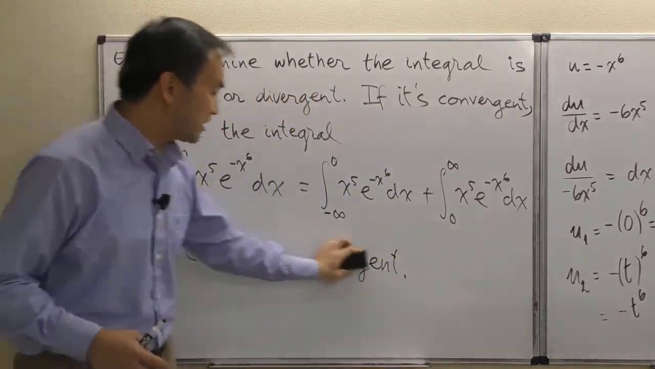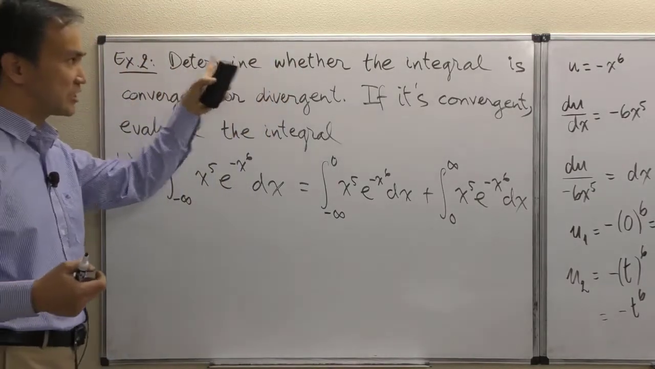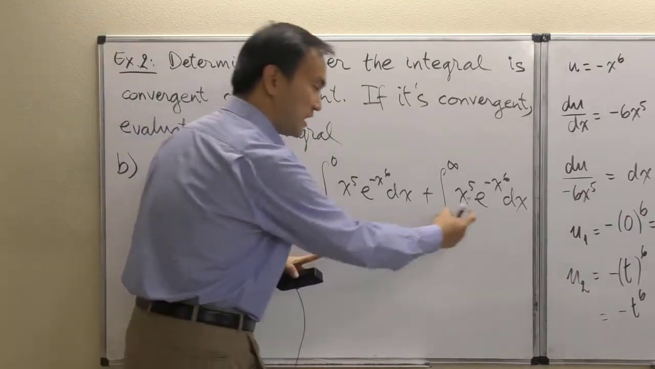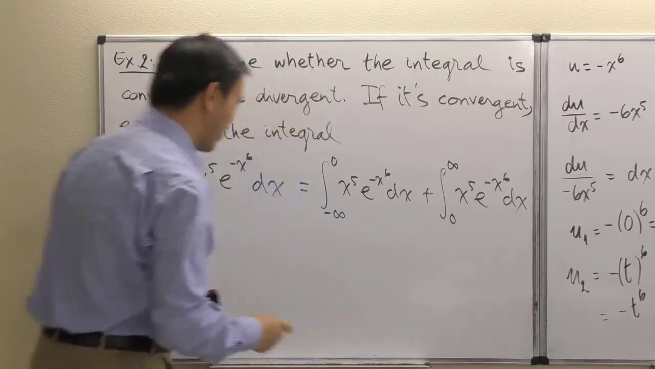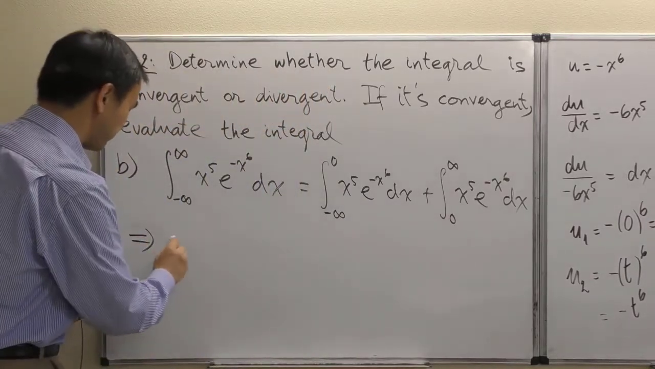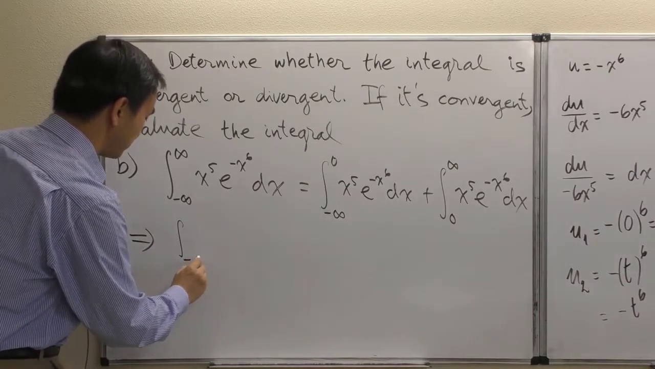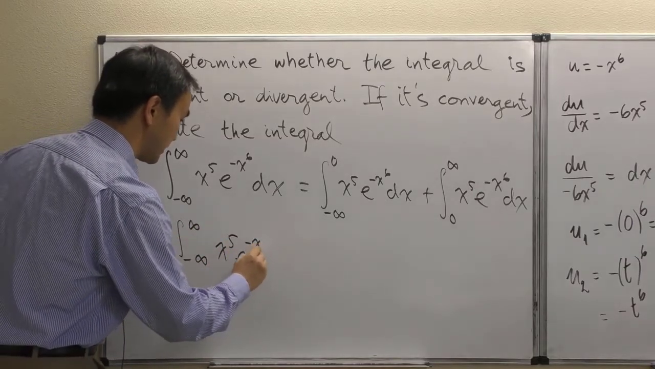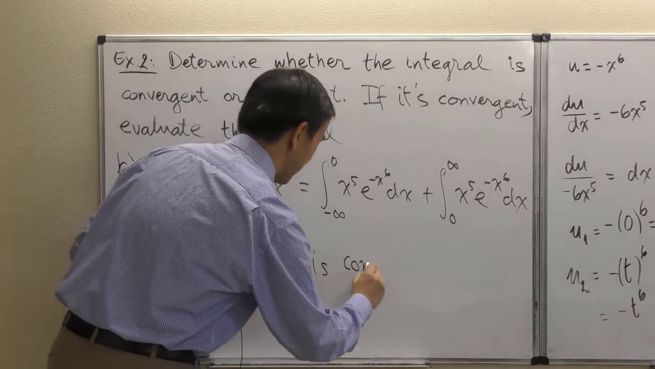So logically speaking, at this point, first of all, the problem says determine whether this integral is convergent or not. Both of these little improper integrals are now convergent. So my first statement, conclusion here, is to say this integral from minus infinity to infinity of x to the fifth e to the minus x to the fifth is convergent. That's the first thing.